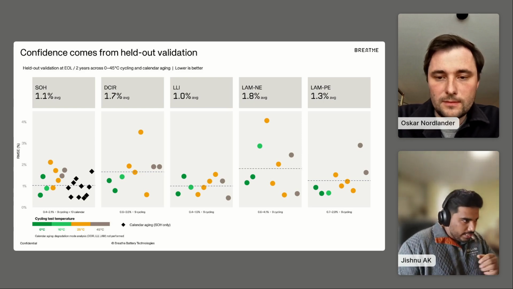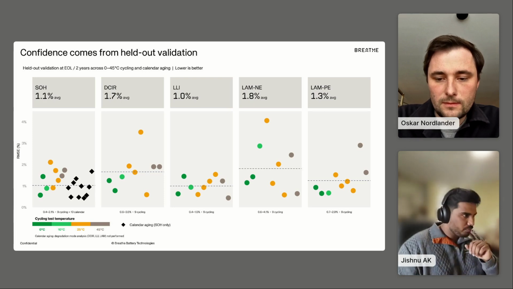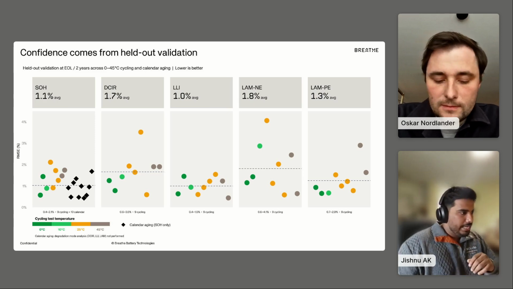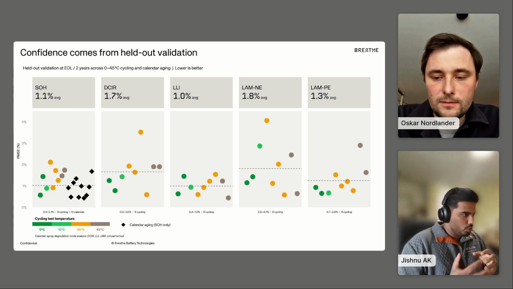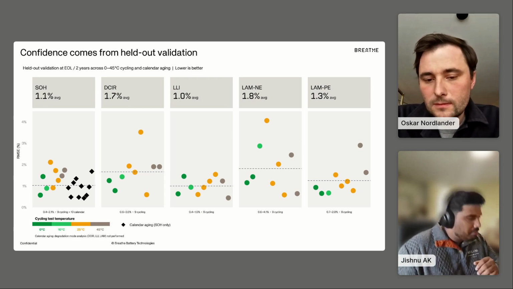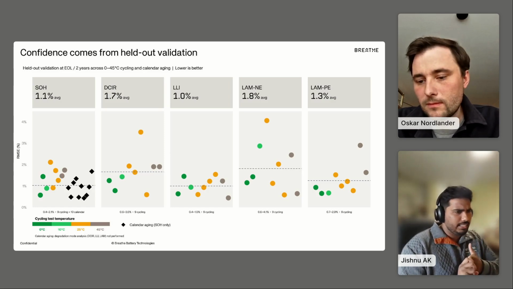In this graph, each column corresponds to a particular SOH indicator, one of the 5 that I just mentioned. The y-axis shows RMSE in terms of percentage. Each data point here corresponds to a particular aging condition. Here we have about 10 cyclic aging conditions and 10 calendar aging conditions.